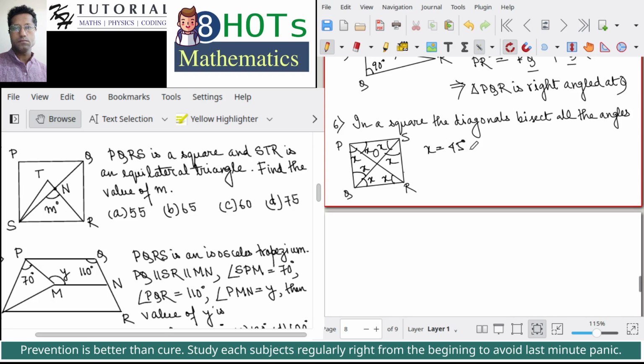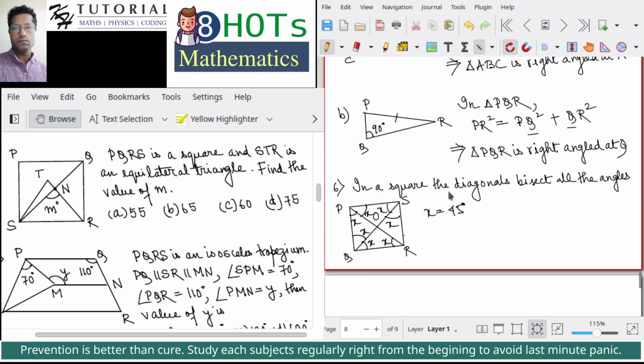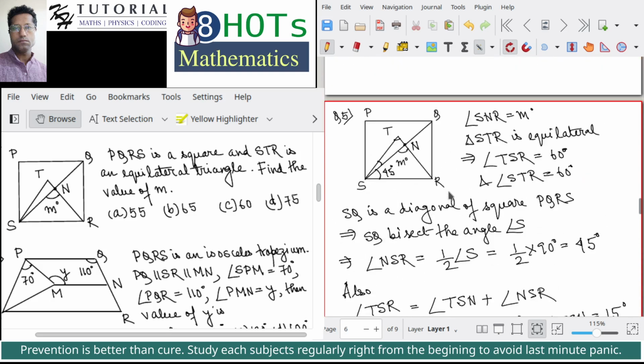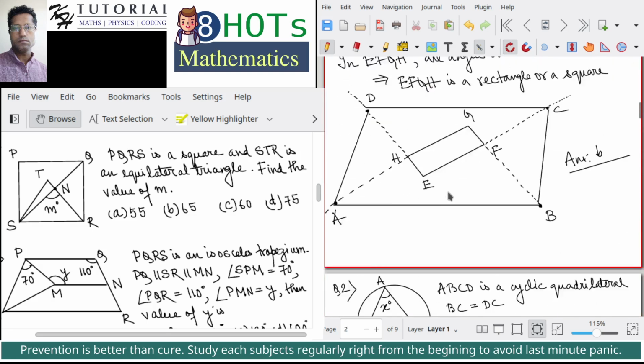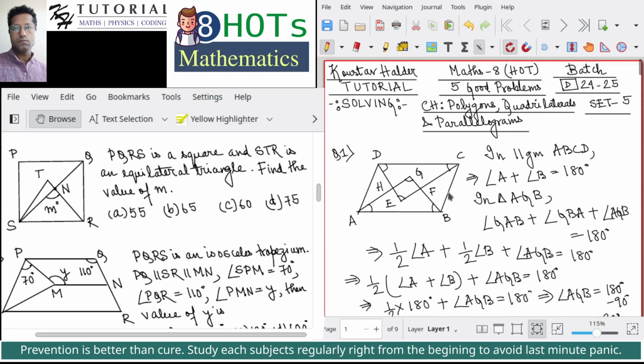So with this, this brings to an end in solving the 5 good problems of set number 5 on the concepts of polygons, quadrilaterals and parallelograms. I will possibly make more videos, I will solve more 5 good problems on these chapters, that is polygons, quadrilaterals and parallelograms, in future sets.